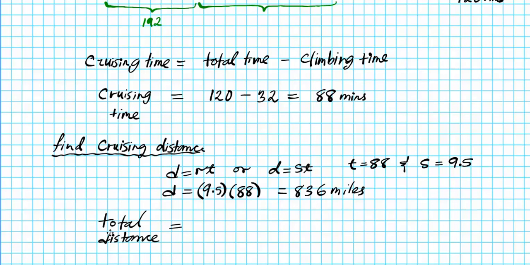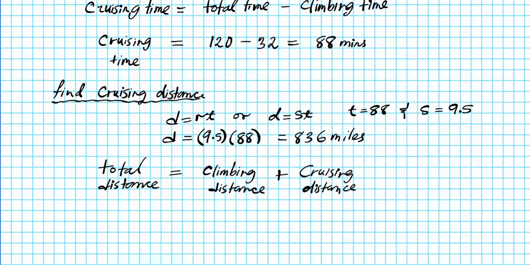So total distance is what? Total distance is your climbing distance plus your cruising distance. That will give you your total distance. Let's put it together. Climbing distance, that we already know, right? It's 192. Cruising distance is 836. Just add it with your calculator, and you get 1,028 miles.